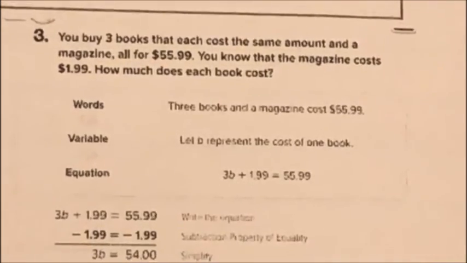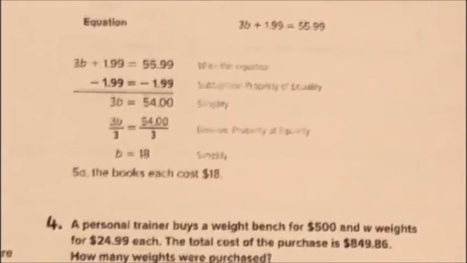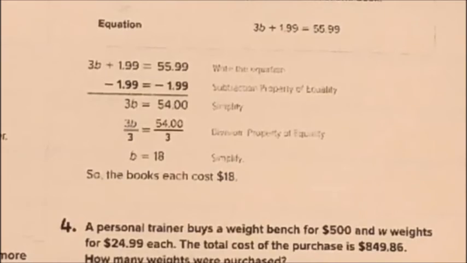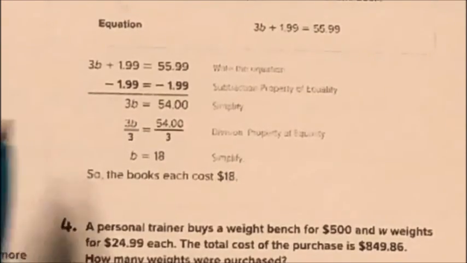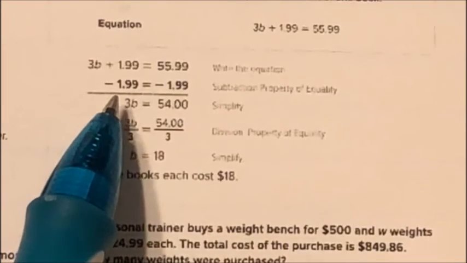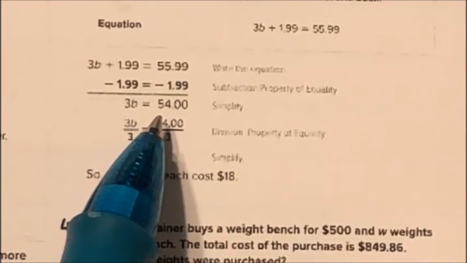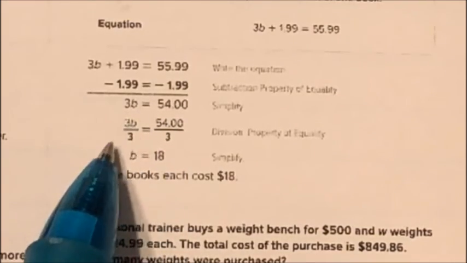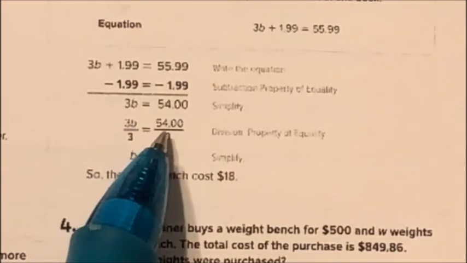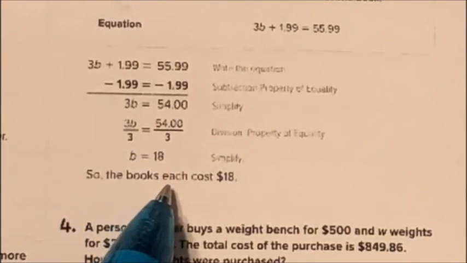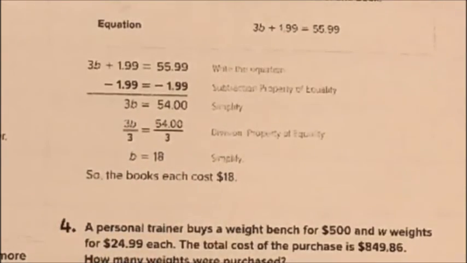Then, once I have my equation, I want to solve it. So 3B plus $1.99 equals $55.99. I subtract $1.99 from both sides. So I'm left with 3B equals $54. Then I divide both sides by 3. 54 divided by 3 gives me 18. So the books are $18 each.